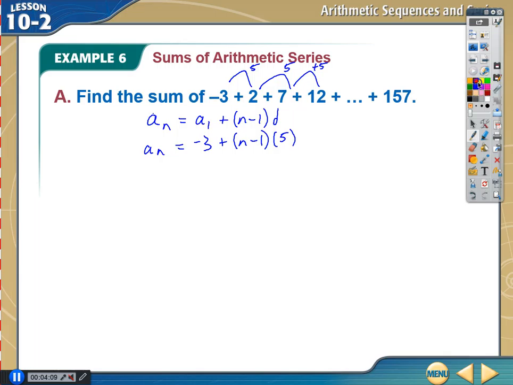So, what do I do now? Well, now that I have my explicit form, remember, they want me to find the sum. Okay? And remember that the equation for that sum is S sub n is equal to n over 2 of A sub 1 plus A sub n.